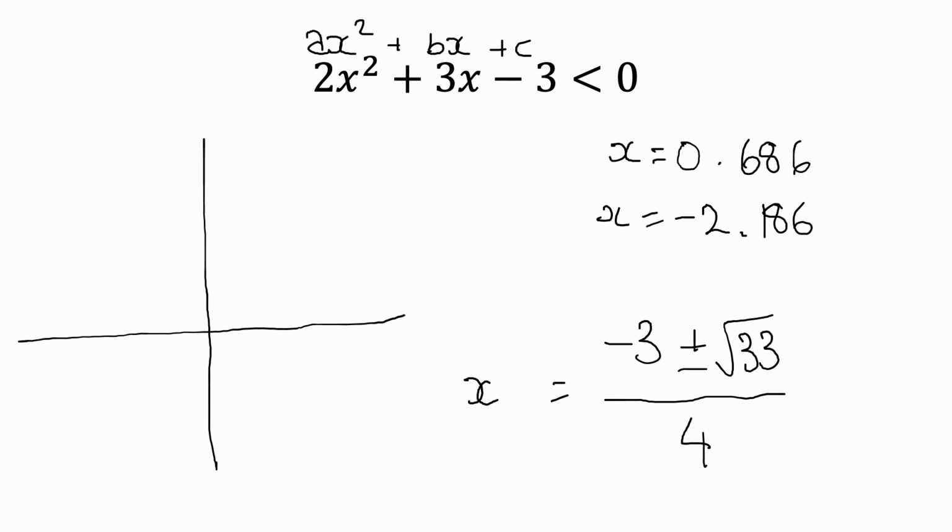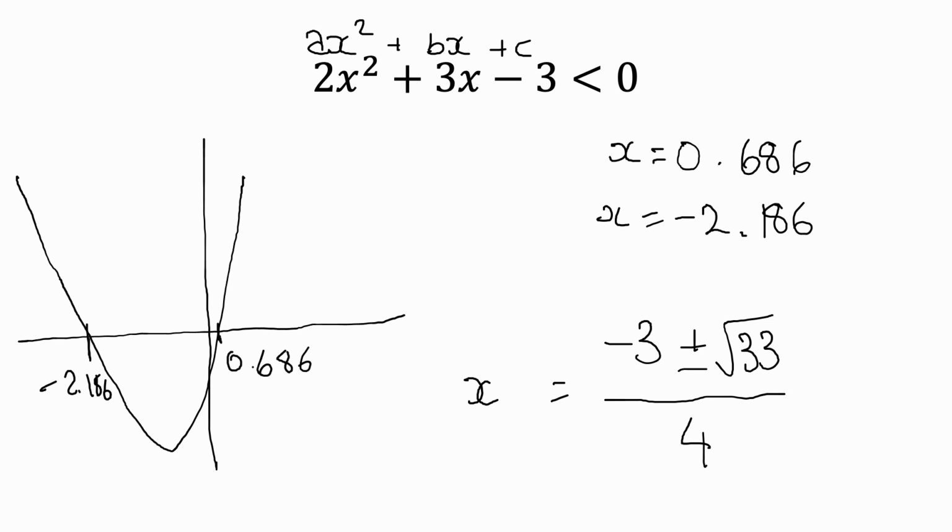Same thing as before, we sketch our graph. Looking at our graph, it should look something like this. This would be our negative 2.186, and this here would be our 0.686, and our y-intercept is negative 3, as stated there. Also, just to make sure, let's add the 0 there, so that we know that that is 0.